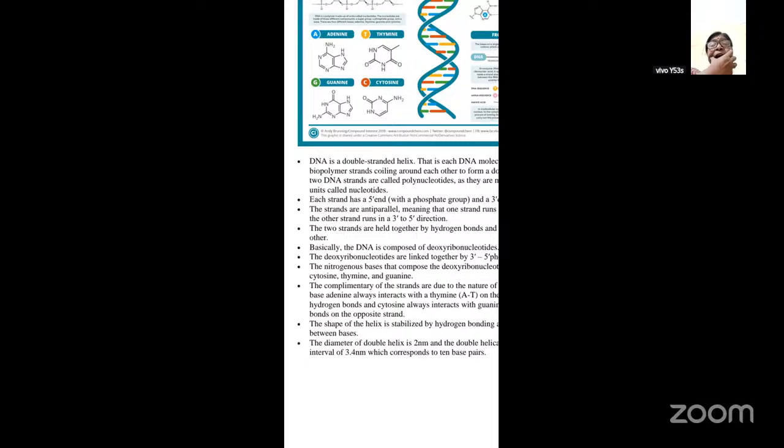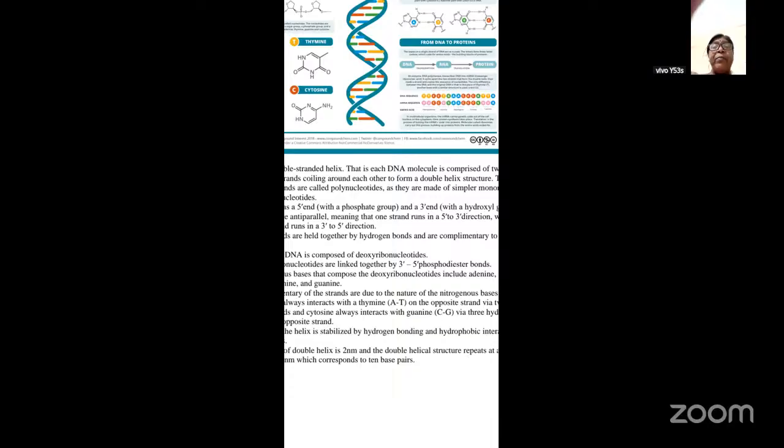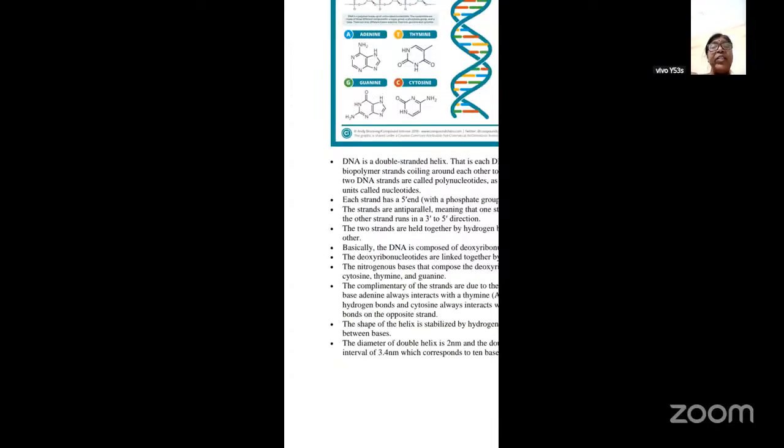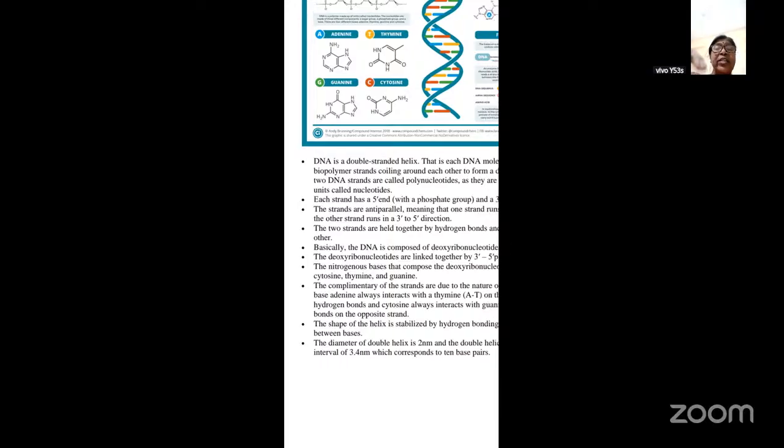And each strand has a 5' end with a phosphate group and a 3' end with a hydroxyl group. Then these strands are antiparallel to each other. That means one strand will run in a 5' to 3' direction, while the other strand will run the opposite way, that is 3' to 5' direction. And the 2 strands are held together by hydrogen bonds, and they're complementary to each other. DNA is composed of deoxyribonucleotides, and these deoxyribonucleotides are held together by 3' to 5' phosphodiester bonds.